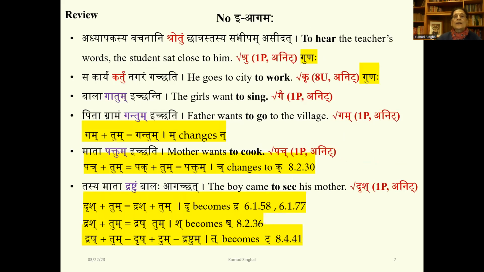Okay, so now let us take a look at some examples where there is no e agama. Adhyapakasya vachanani shrotum chhatrah tasya samipam asidat. So to hear the teacher's words, the student sat close to him. Asidat is a lang lakara past form. The dhatu is sad. Asidat, sad. And samipam, close. So shrotum: the dhatu is shru, and it is an anit dhatu. So e will not come, and only the guna of shru will happen, so that you have shrotum. So there is the guna, but no e agama.